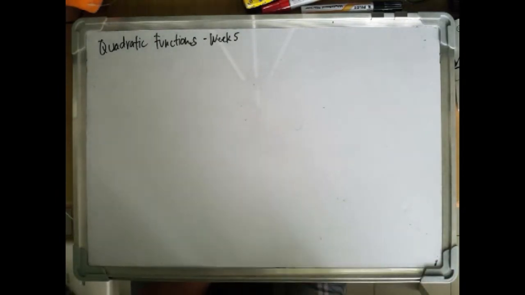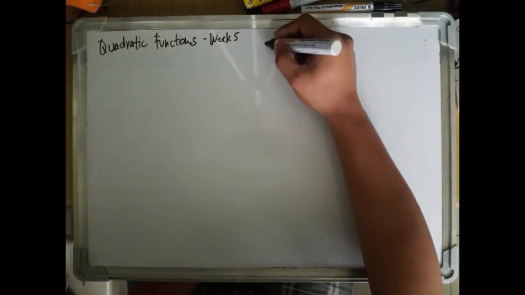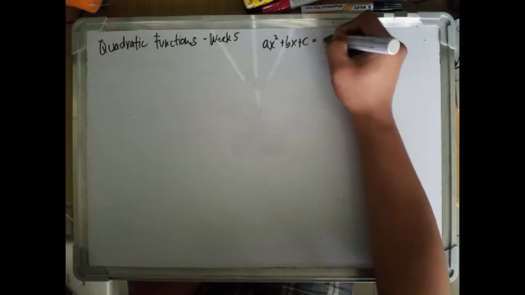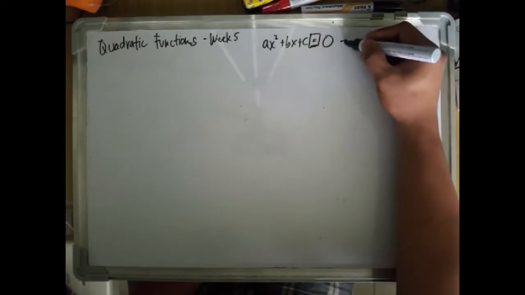Ngayon naman dadako tayo sa tinatawag nating quadratic functions. Previously, pinag-aralan natin ang mga quadratic equations and inequalities. Kapag equations, ang equation ay ax squared plus bx plus c ay equal sa 0. So meron siyang equal symbol. So this is an equation.